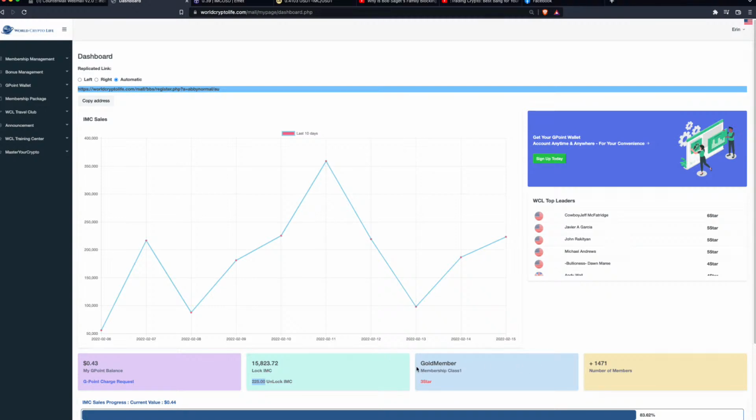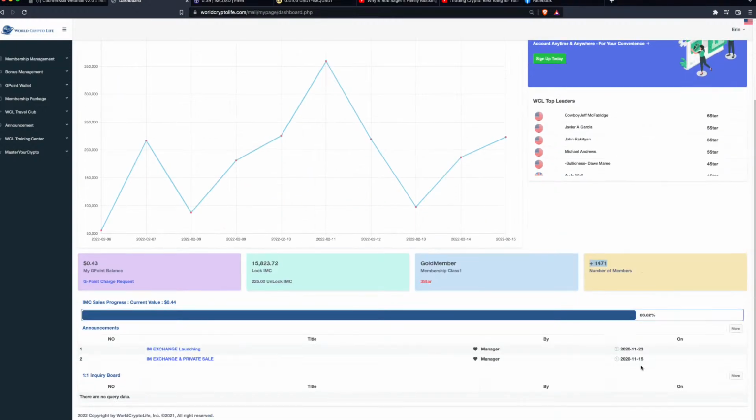This blue box is how much you bought in at. Did you buy in at $100, $1,000, $2,000? That's just your membership. And then this number is a number of people below you. So I have 1,471 people, and they're not below me. They're my colleagues, but I have 1,471 people on my team.